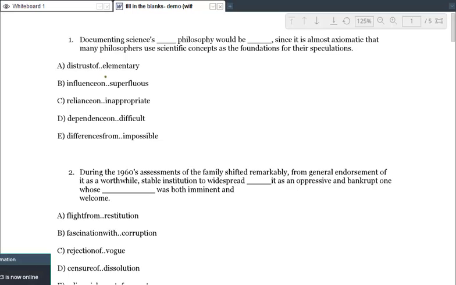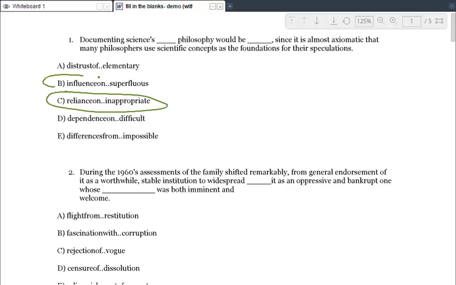Yes, what is the answer? People have marked C as the answer. What about other options? Some people have marked B. This is "influence on". So there is a gap, a space between influence and on.